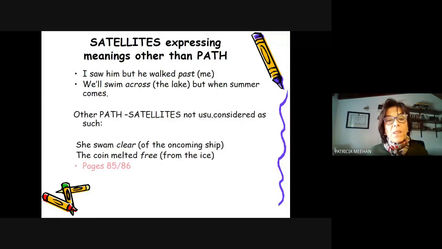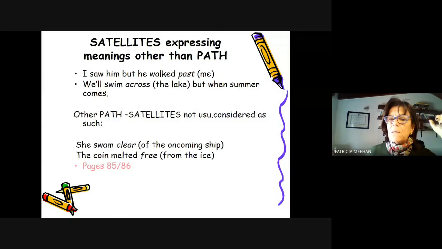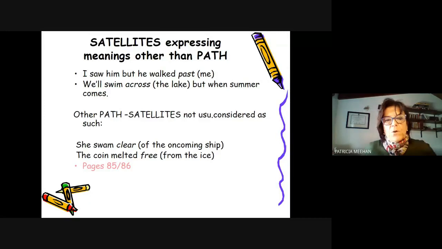Good, excellent. Well, what happens with other types of satellites that are not adverbial particles? Like clear, for example. She swam clear of the oncoming ship. So, clear, you could look it up in the dictionary and find it as an adjective. In traditional grammar, we could say that it's an adverb, that it has an adverbial function here. But if I'm wearing the blue glasses and I'm analyzing this motion event, which is the figure in she swam clear of the oncoming ship? She. Excellent. And what type of preposition is it? Self-agentive, non-agentive, agentive? Self-agentive, because she herself is the source of energy, if you want.